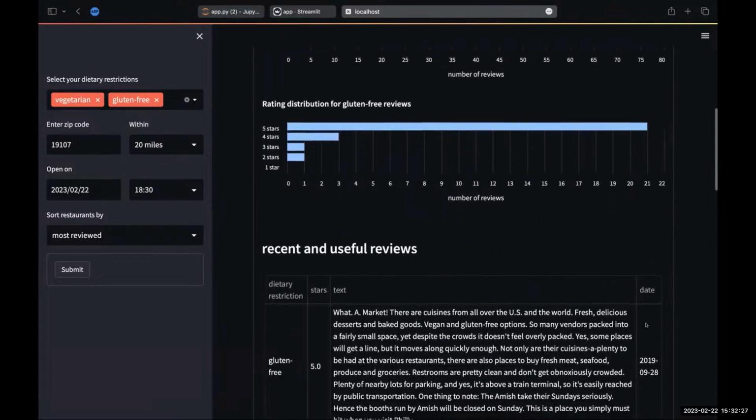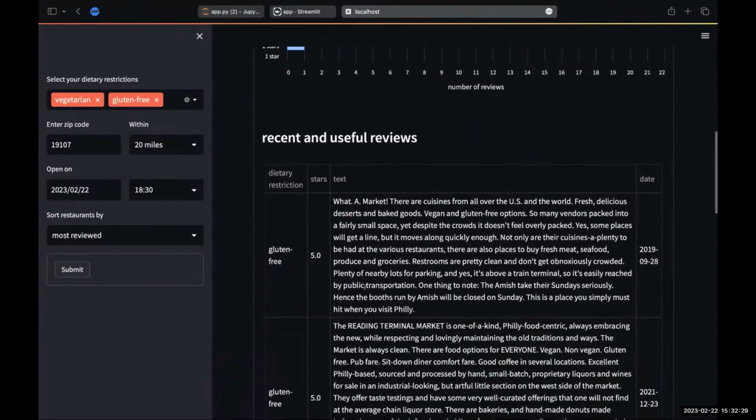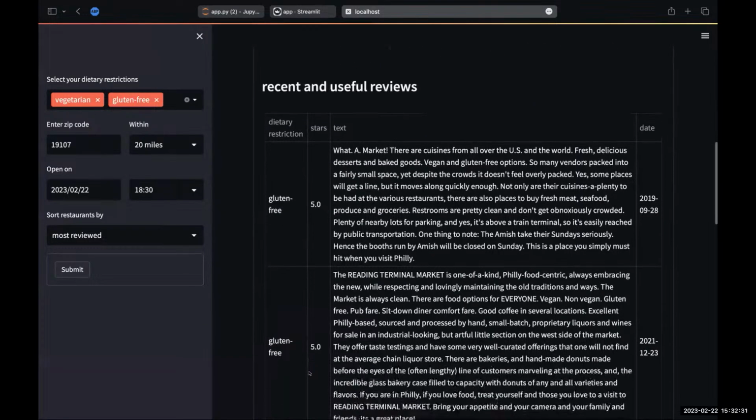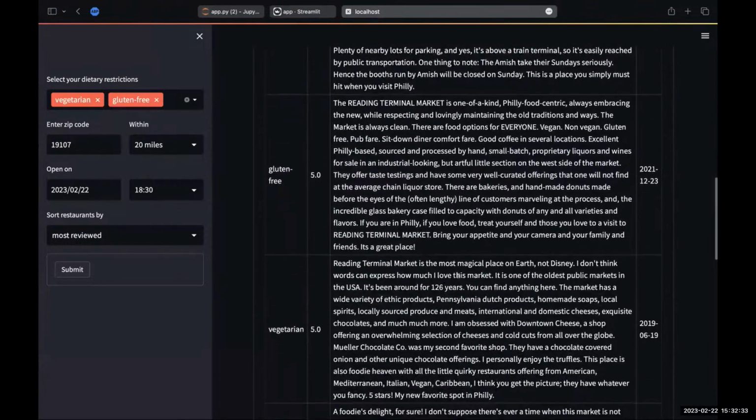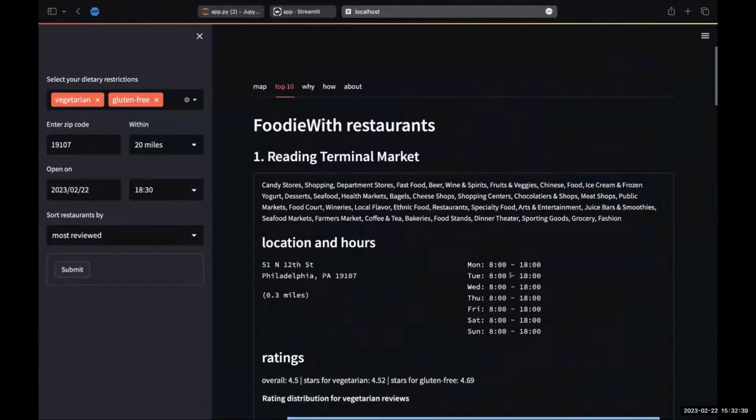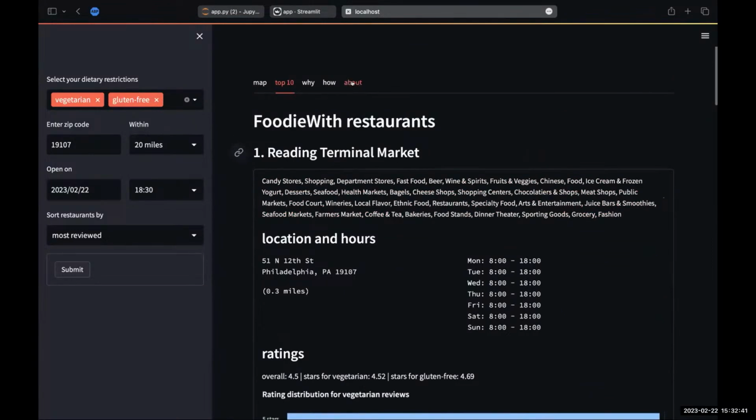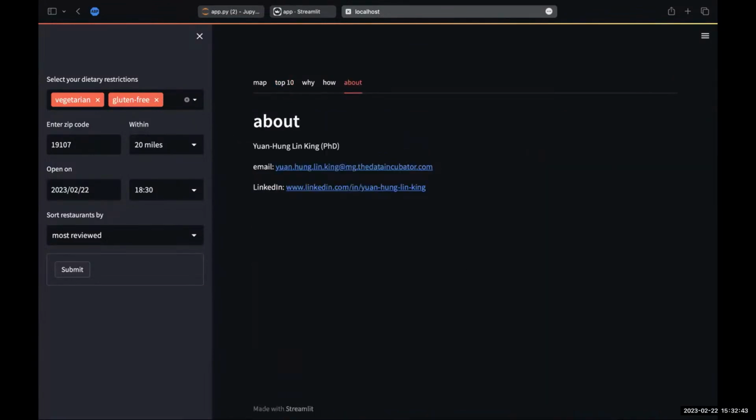So scrolling down, there's the most recent and useful reviews for each dietary restriction. And with the review of the most magical place on earth, how can I not check this out the next time I'm in Philadelphia? Thus, Foodie With provides us an answer to an age-old question, what's for dinner? Thank you.